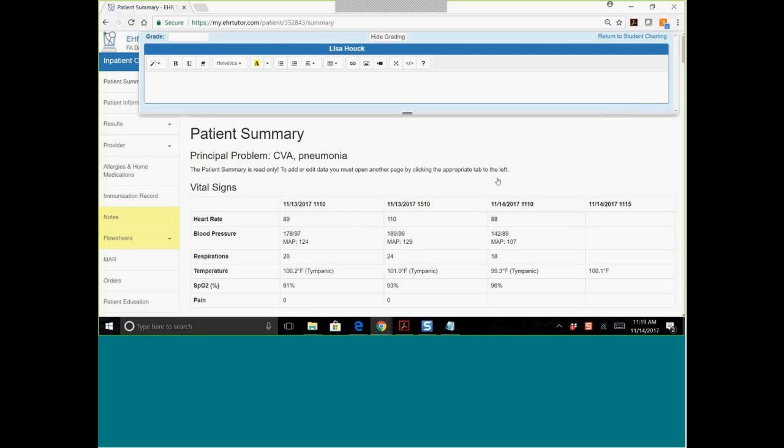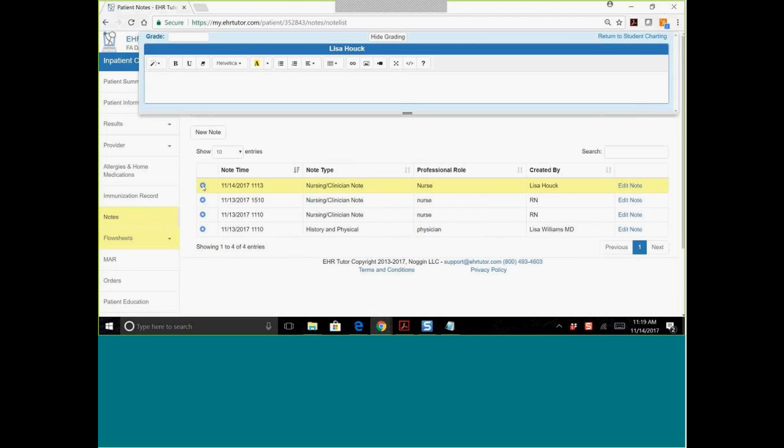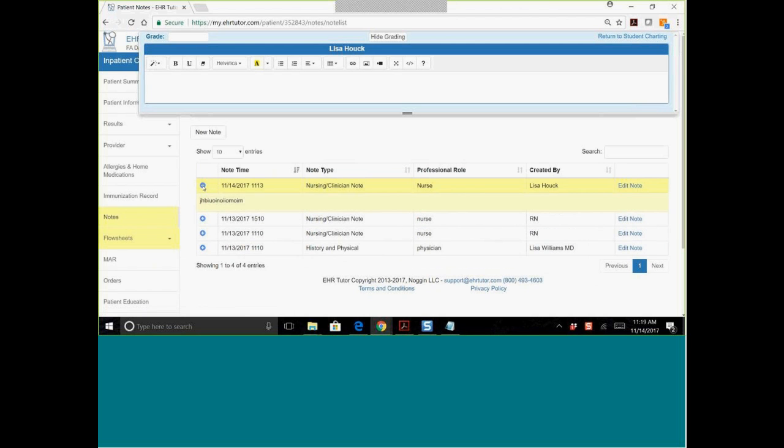When I do, this is the exact chart that I was just in. The name of the student is found up at the top. You'll see every place that that student charted is in yellow. When I open the area to do the grading, you'll see that even the places on that tab are in yellow where they charted.